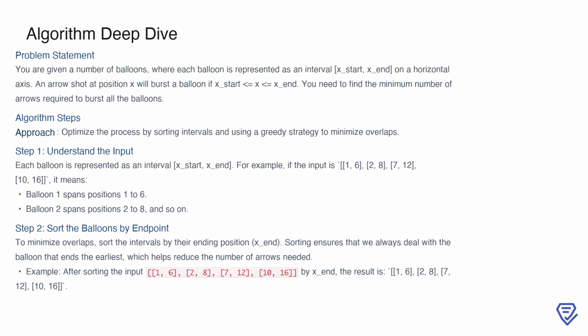To achieve that, we use a greedy strategy where we first sort the intervals by their ending positions, x_end. This approach prioritizes balloons that finish earlier, allowing us to minimize the number of arrows needed.